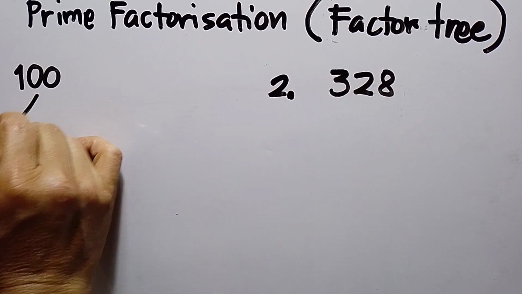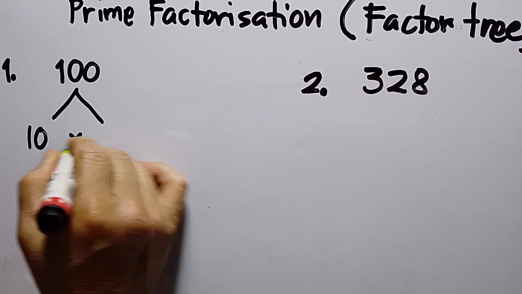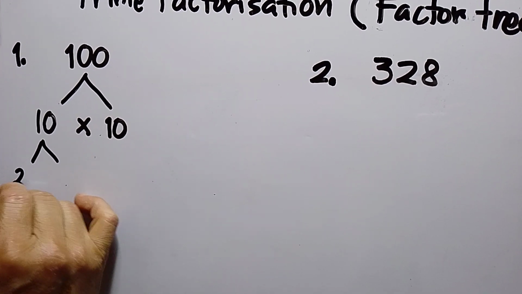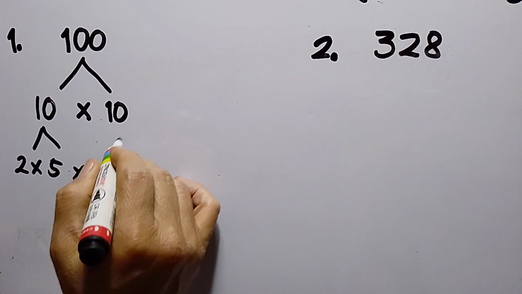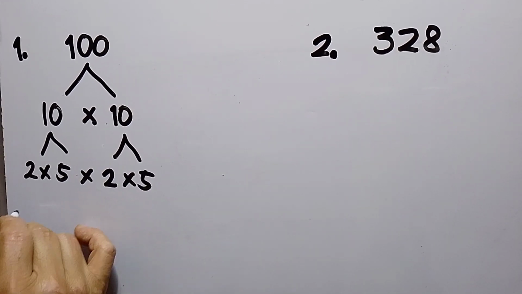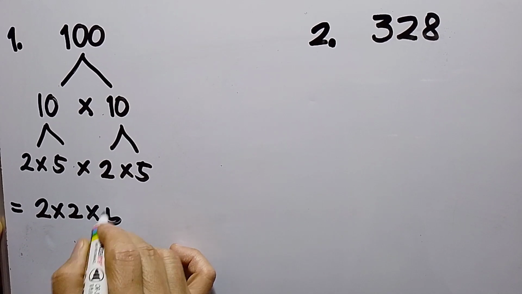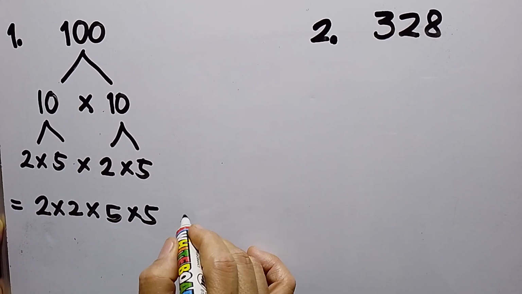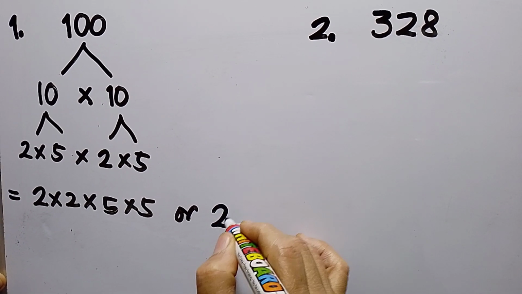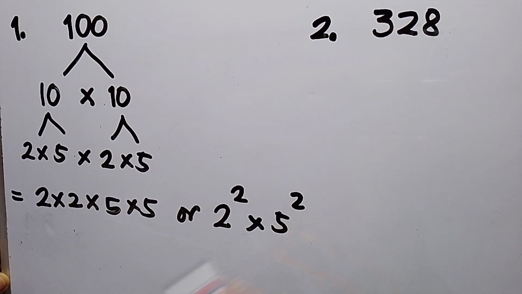Okay, factors of 100 are 10 times 10. And then break this 10. This will be 2 times 5. Break again this 10. This will be 2 times 5. Then I could write this one as 2 times 2 times 5 times 5, or in exponential form, it could be 2 raised to the second power times 5 raised to the second power.